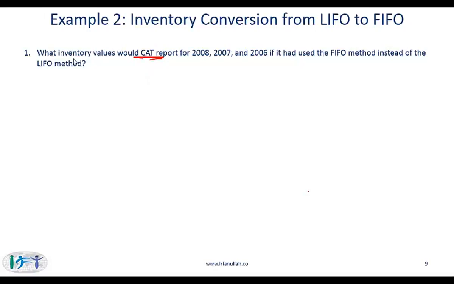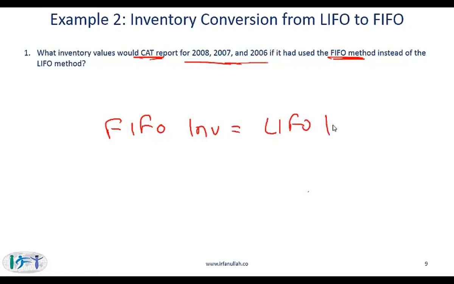If you look at the first question, what inventory value would Caterpillar report for these years if it had used the FIFO method instead of the LIFO method? So what relationship do we use? We simply use the relationship which says that FIFO inventory is equal to LIFO inventory plus the LIFO reserve. So I'm not using the numbers here. I want you to look through the material, get those numbers and get your answer.